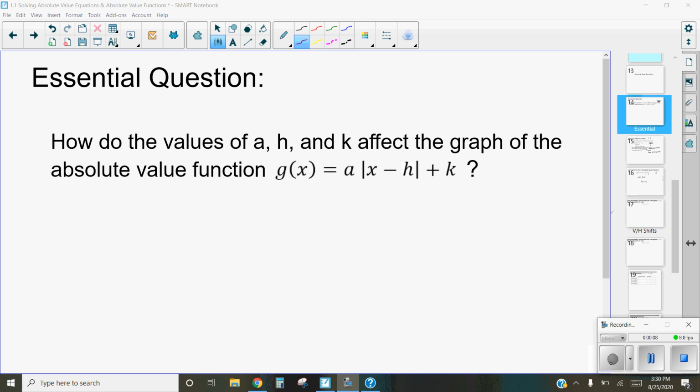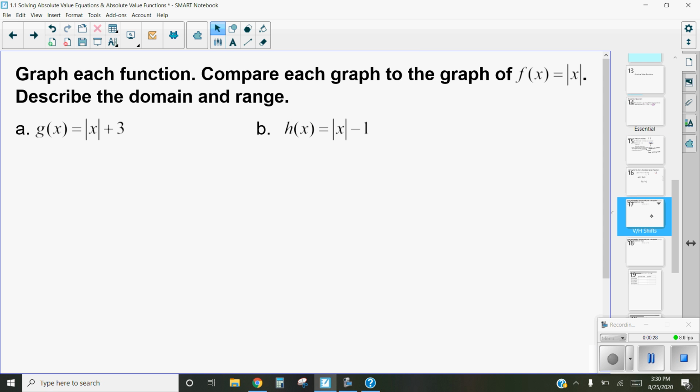So remember, our central question for this section of chapter 1 is to figure out how the values of a, h, and k affect the graph of an absolute value function. Now in this video, we are going to focus specifically on how k affects the function and what it does. So let's look at a couple of examples to see what happens.